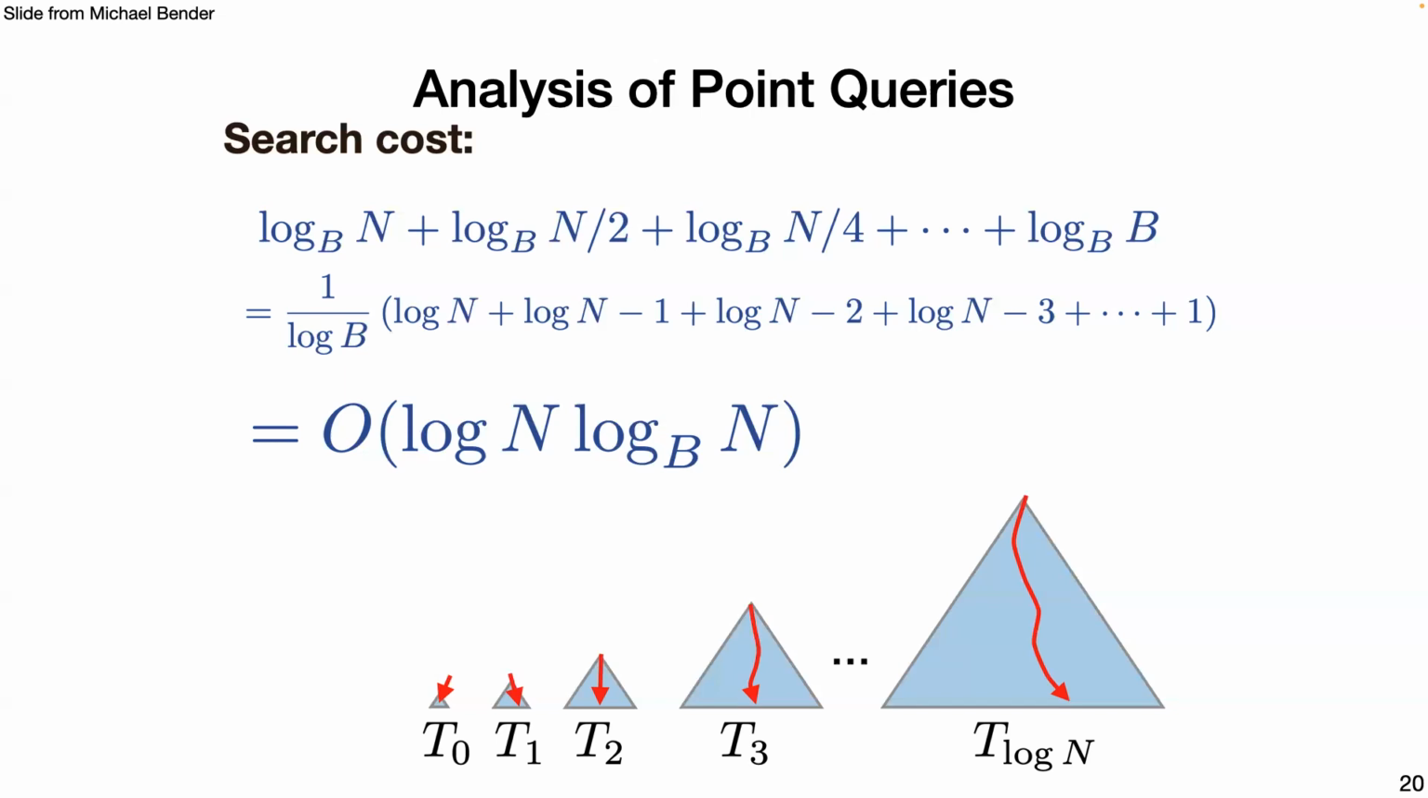So this is worse than searching in an array, because that was log n, and also worse than searching in a B tree, because that was log base B of n. So it is not on the lower bound.